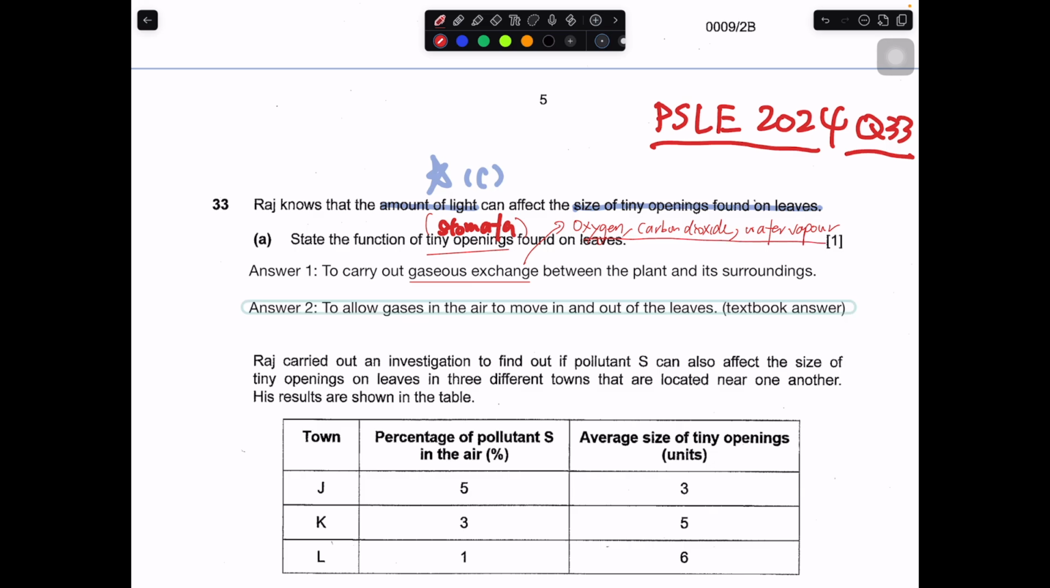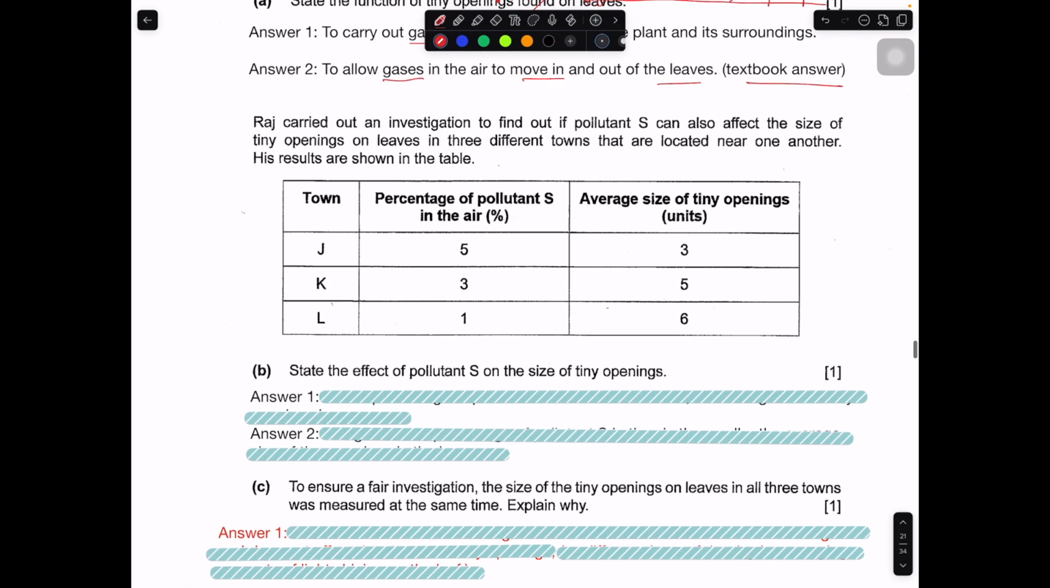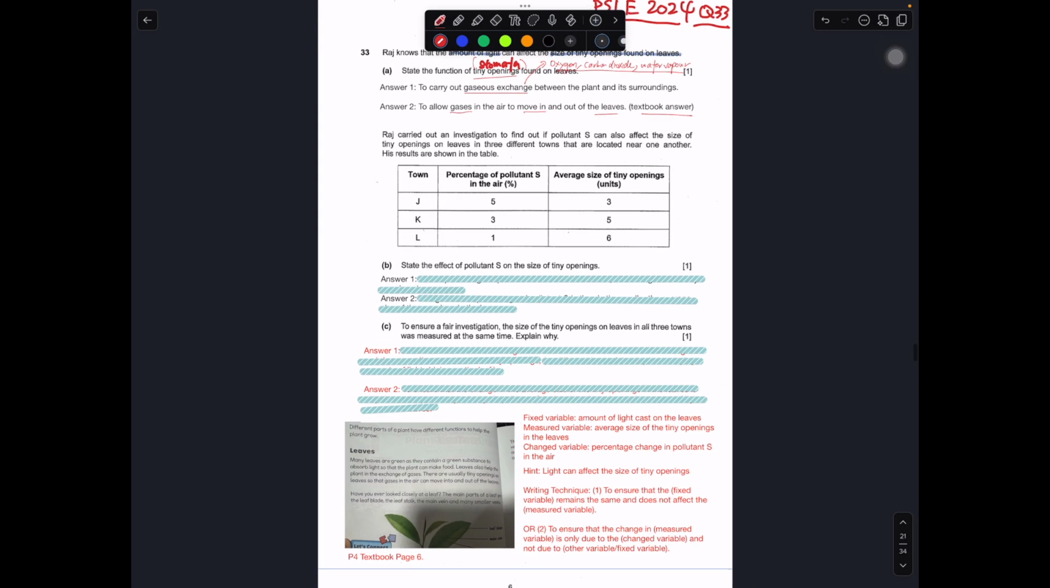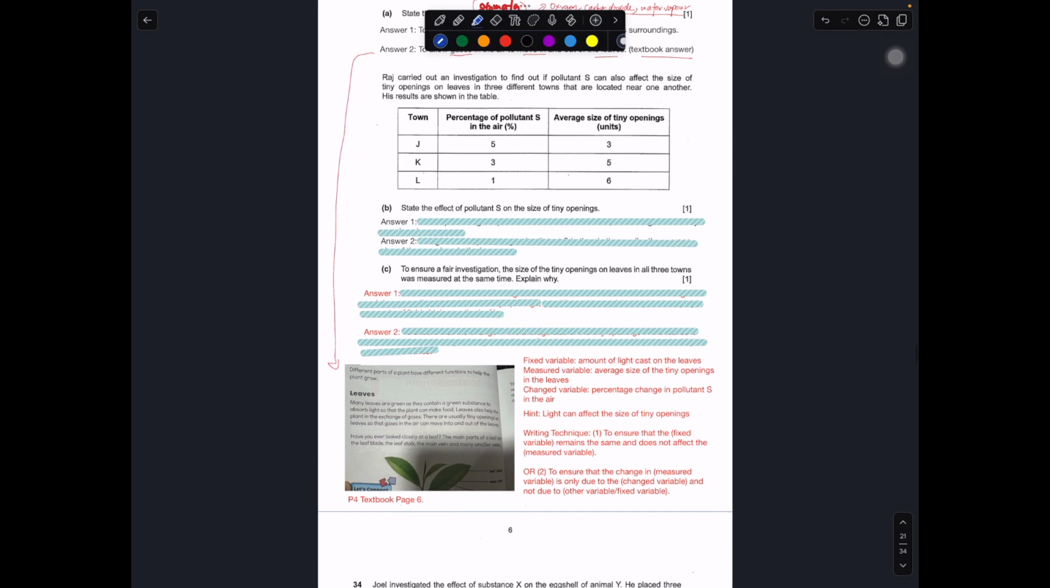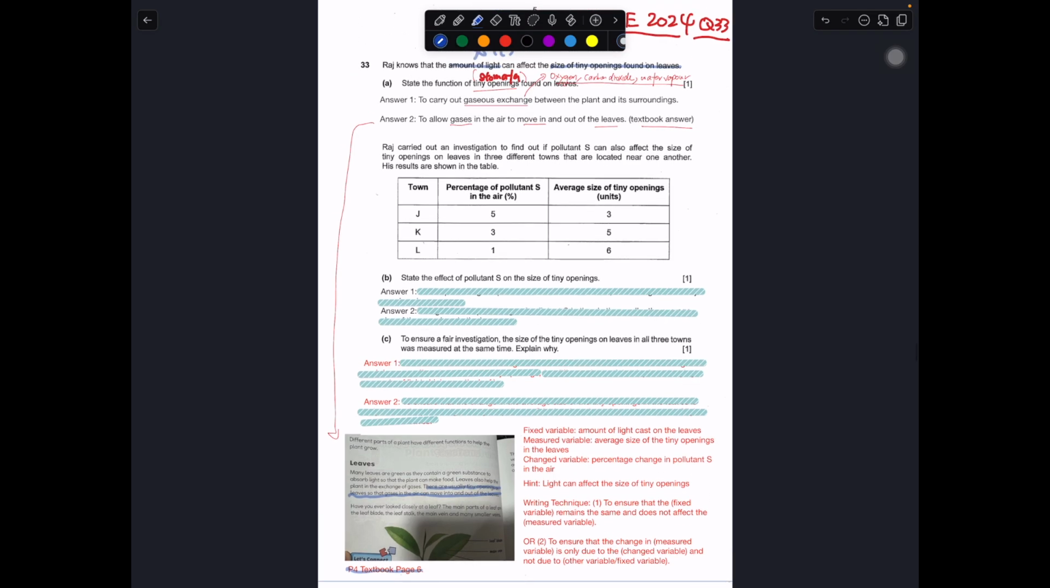So another answer will be: to allow gases in the air to move in and out of the leaf. This is a textbook answer. You can more or less relate this to the textbook over here. The answers can be found on P4 textbook, page 6. There are usually tiny openings on leaf so that the gas in the air can move in and out of the leaf. So this part over here is really the function of the tiny openings. Okay, let's move on to the next part.